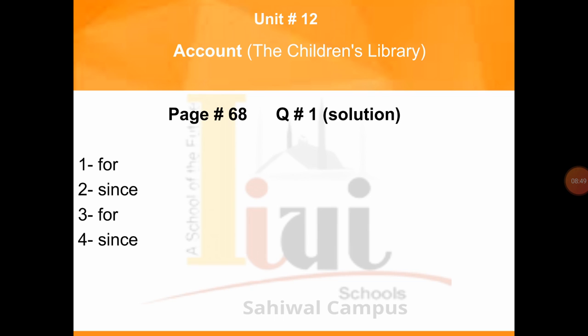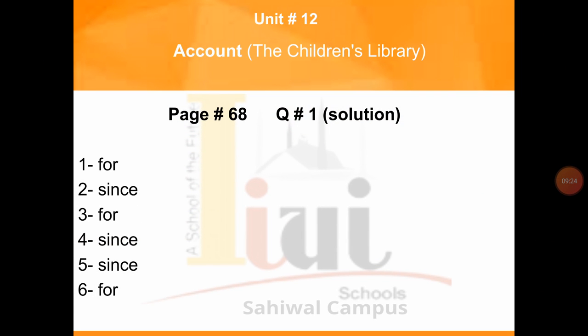Now come to the fifth sentence: we have lived in our new house dash last year. Again last year, so we will use since. Dear students, are you rechecking your answers? Please make the corrections. Come to sentence number 6: my cousins have lived in the USA dash 6 years. 6 years is a duration of time, so we will use for. I hope you all have filled the blanks with correct answers.